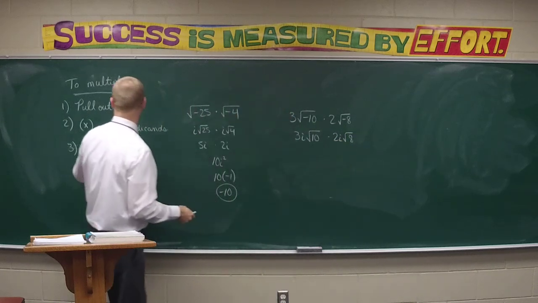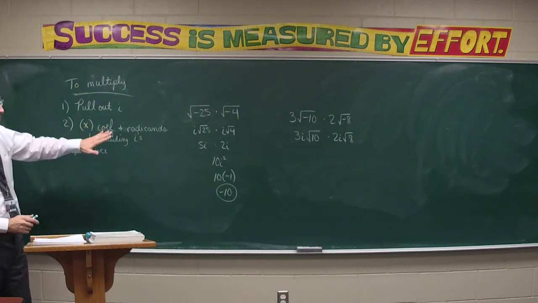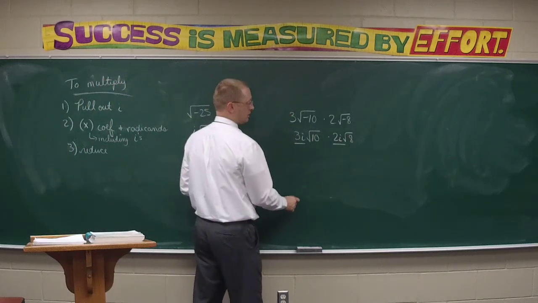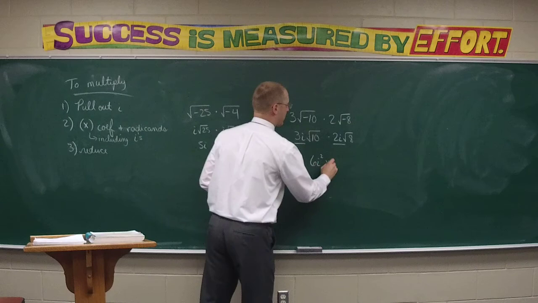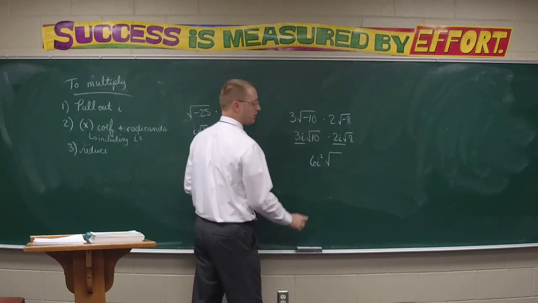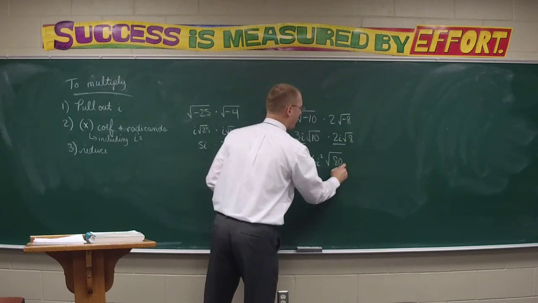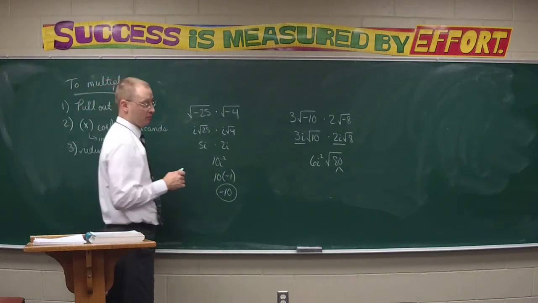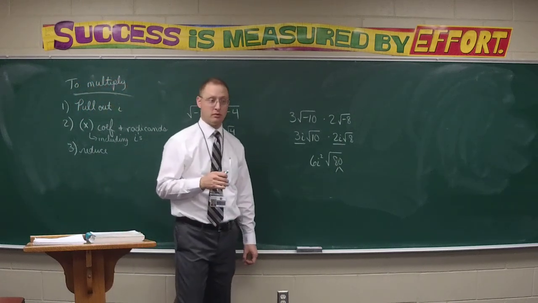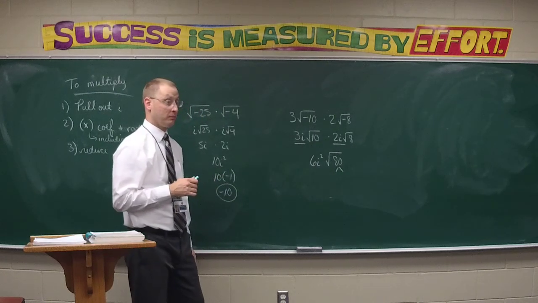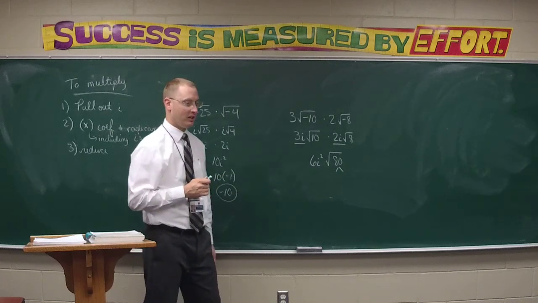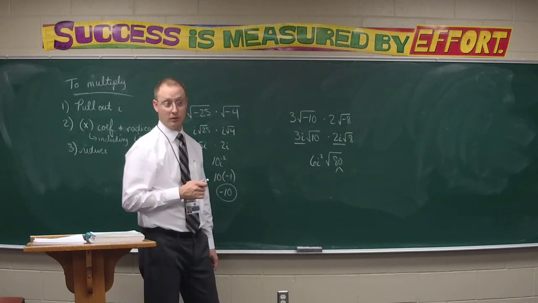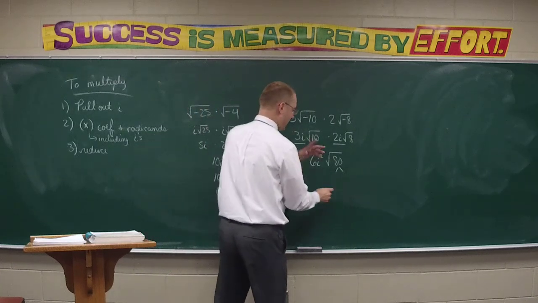Now that we've pulled out the i's, let's multiply coefficients and radicands. When we multiply the coefficients, Kendall, we get 6i squared. And we multiply the radicands, we get the square root of 80. What square is in 80 that we could use to reduce? 4, there is a 4. Something better? Let's just go with the 4. 16? Okay, I heard it, 16 and 5.